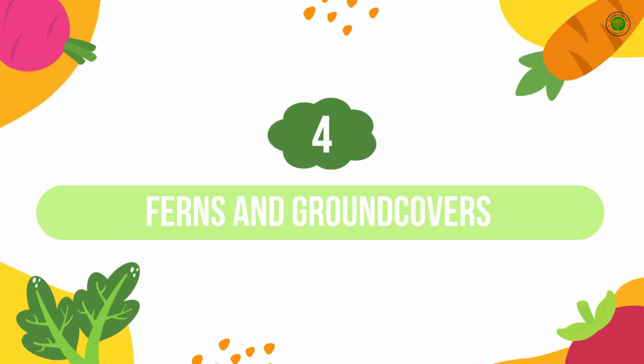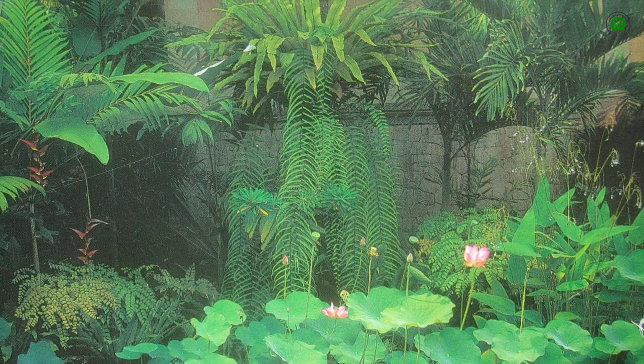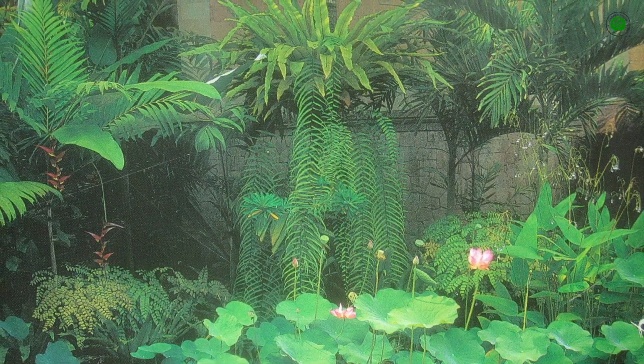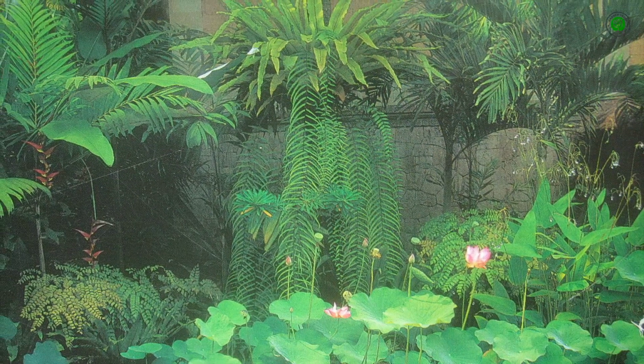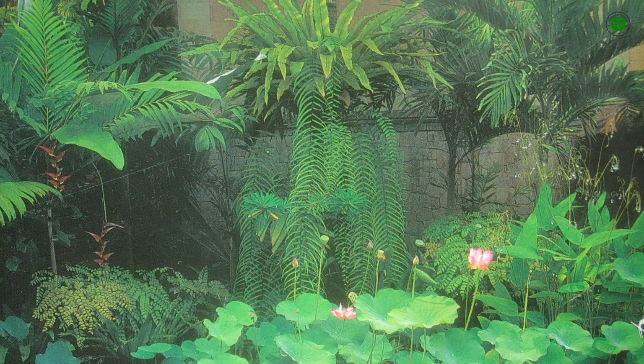4. Ferns and ground covers. Tree ferns or Dicksonia antarctica, Boston fern or Nephrolepis exaltata, various Selaginella species, mondo grass or Ophiopogon japonicus. These add lushness at lower levels and fill in spaces beautifully.